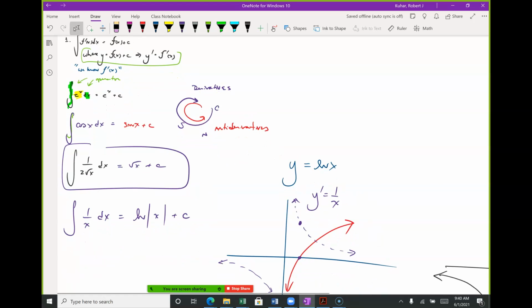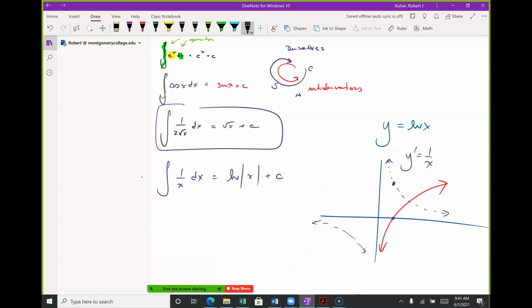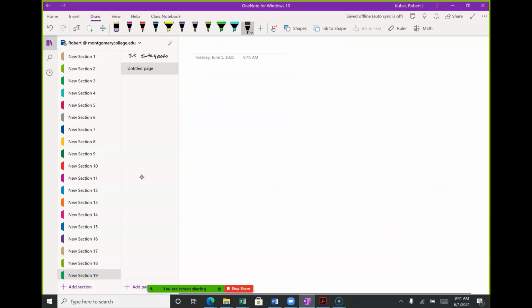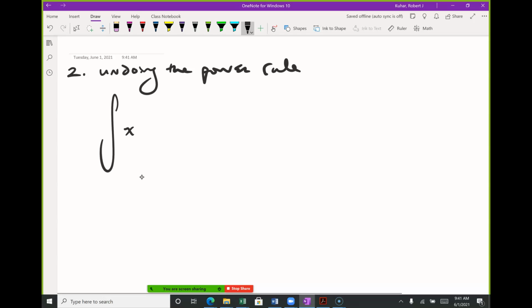So our first method is pretty simple. Second method is undoing the power rule. If I have an integral of x to the n dx, that's x to the n plus 1 over n plus 1, plus c.